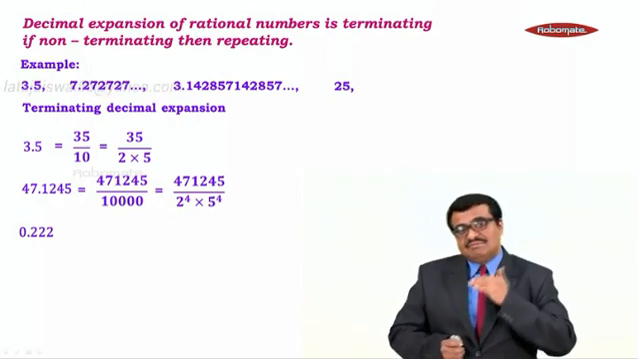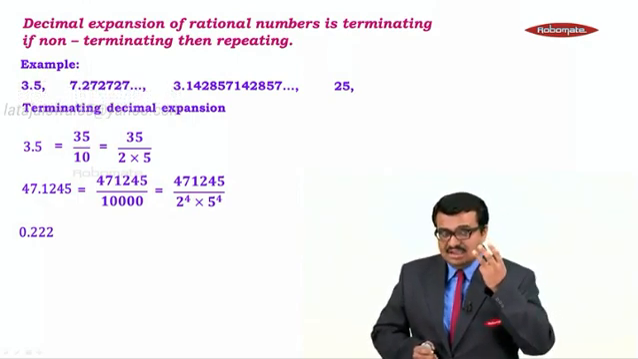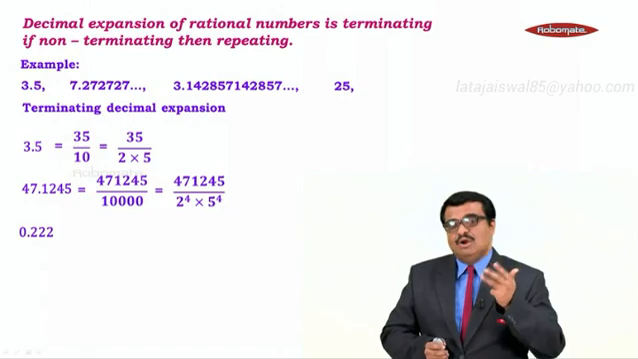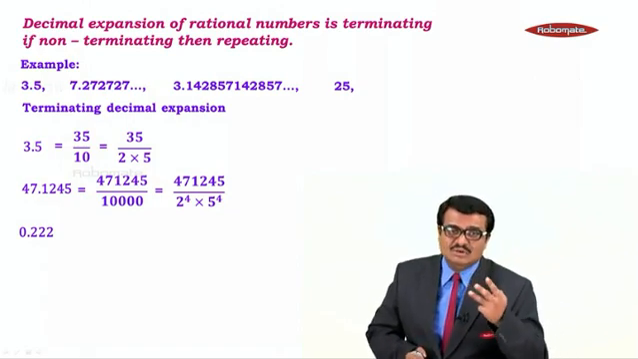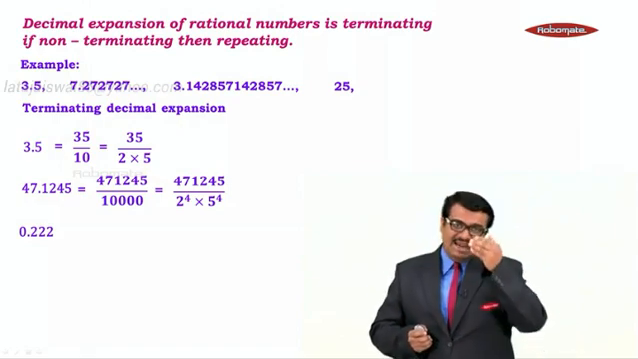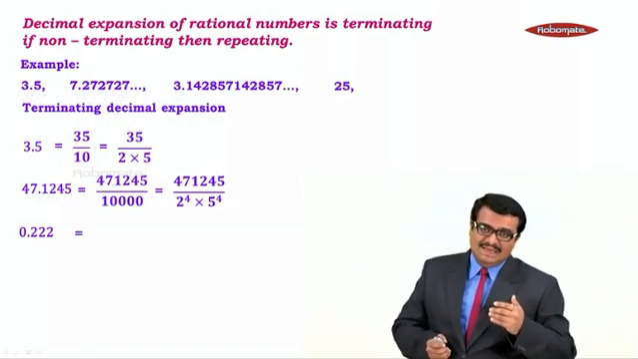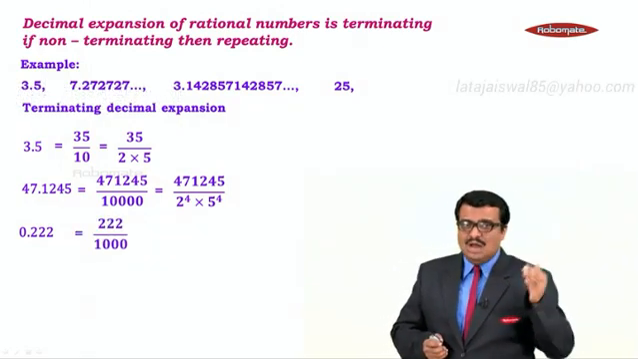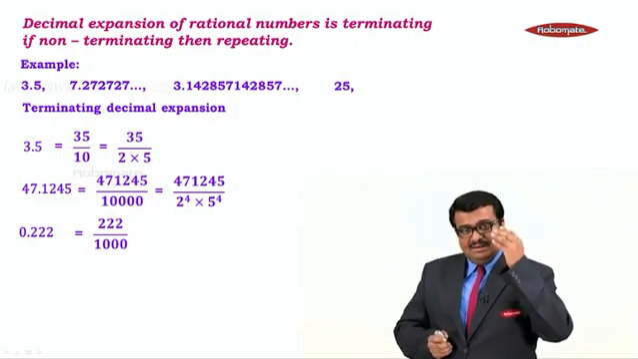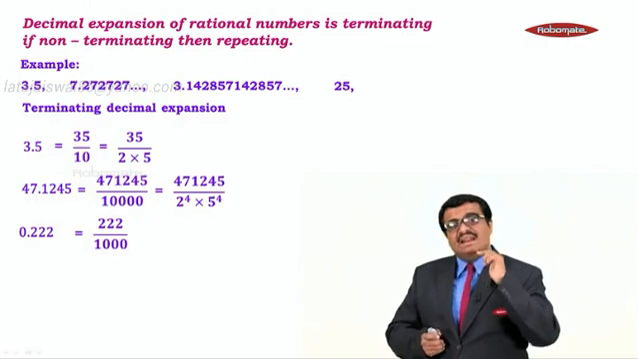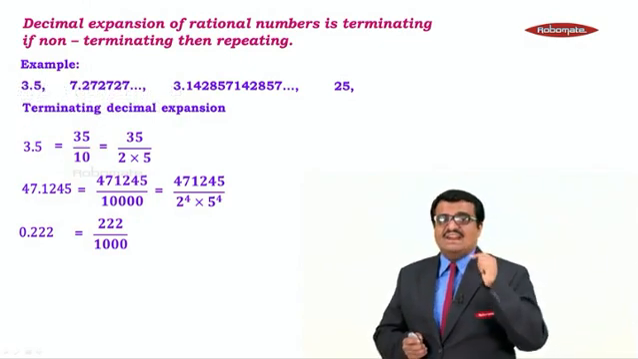The next number, 0.222. How many digits after the decimal point? 3 digits. So since 3 digits are there after the decimal point, we will multiply by that number which has got 3 zeros in it. Which number has got 3 zeros? 1000. So if you multiply and divide this number by 1000, you will get it as 222 upon 1000. Now can I write this 1000 in the power of 10? 1000 is nothing but 10 raised to 3. 3 zeros are there, so 10 raised to 3.